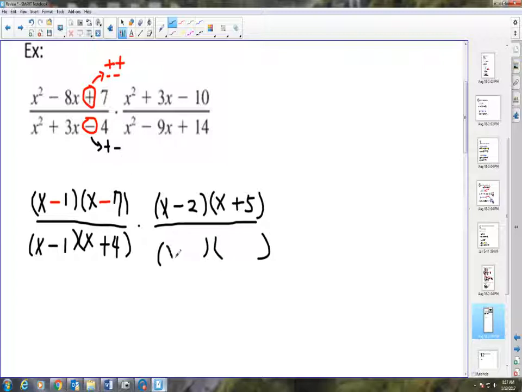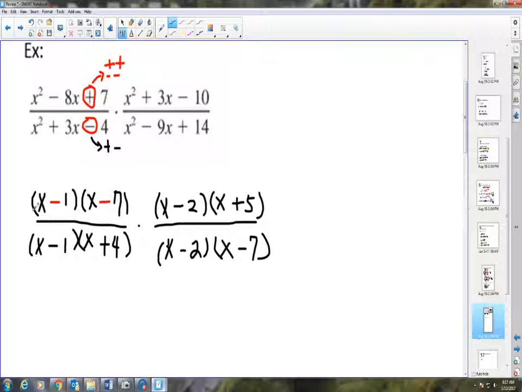Denominator, x and x. 14, 2 and 7. Since my last sign is positive, the choice for the sign is both positive or both negative. Since the last sign is positive, my inner and outer got to be added to get that 9. Since my middle term is negative, both of them, inner and outer, got to be negative.